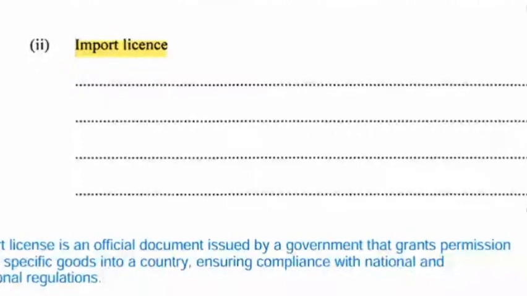I'd like to go through some examples so you guys can understand what is going on in the world. An import license is an official document issued by the government that grants permission to import specific goods into a country, ensuring compliance with national and international regulations. For example, we have something called demerit goods. Demerit goods are things that the government doesn't want in the country, like drugs, marijuana, tobacco, etc. They might not want these goods. So in order to bring these goods into the economy, you may or may not need an import license.